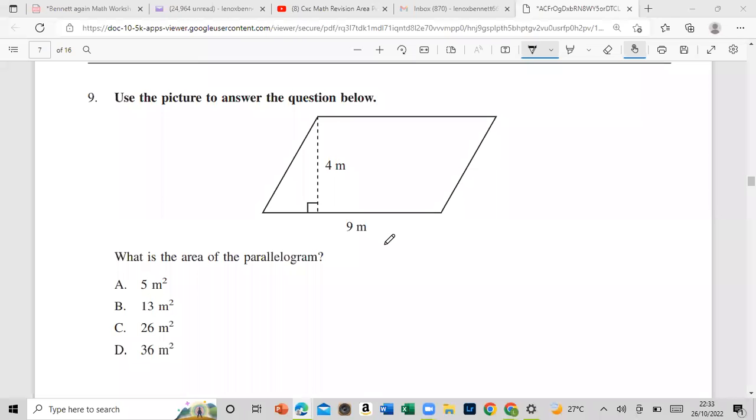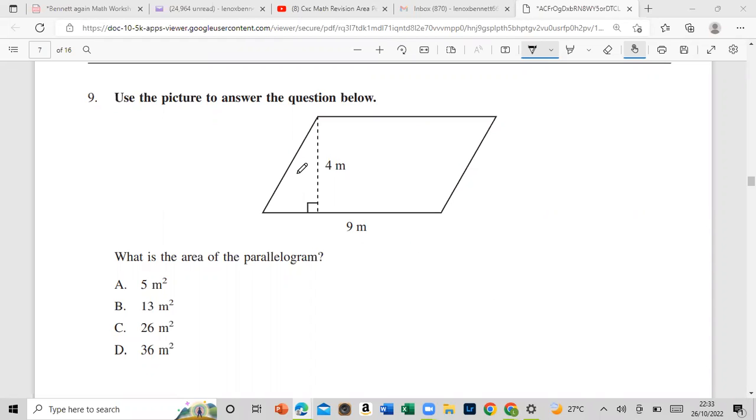Alright, so type in what you guys got for this one. What is the area of this parallelogram with height 4 meters and the base 9 meters? Is it 5 meters square, 13 meters square, 26 meters square, or 36 meters square? Type in your answer.